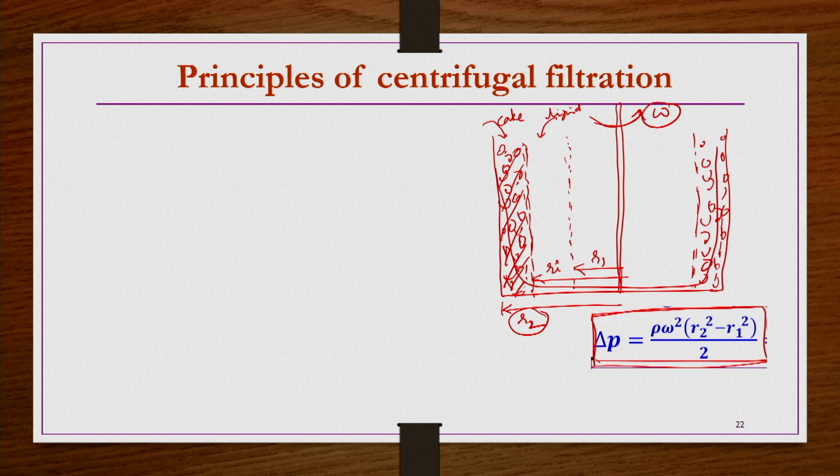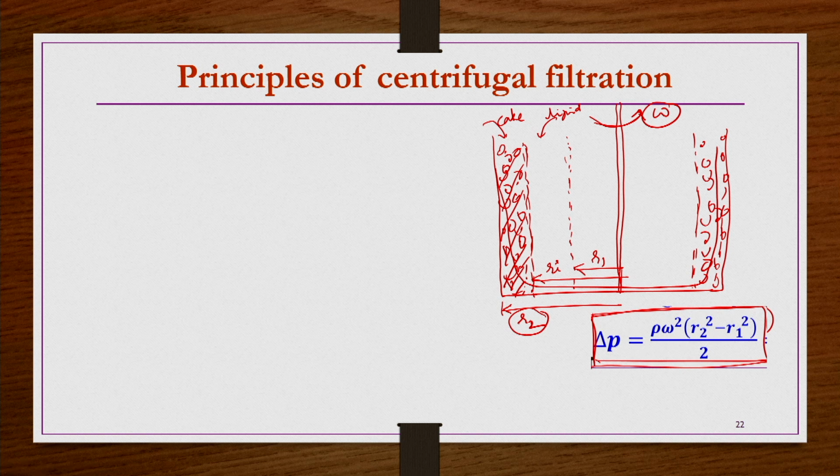Okay. So, delta P is in general rho omega square multiplied by R2 square minus R1 square. This we are going to derive in subsequent lectures. For the time being we'll take it like this. This is what happens in centrifugal filtration. Whatever the rotational speed is, that can be related to the delta P.